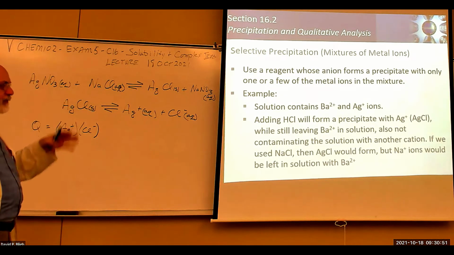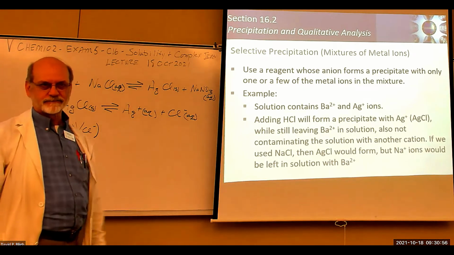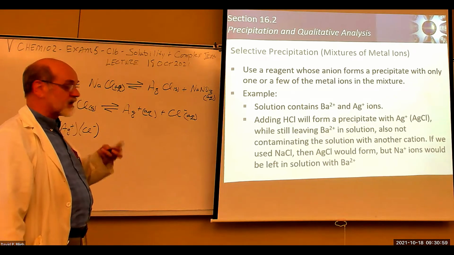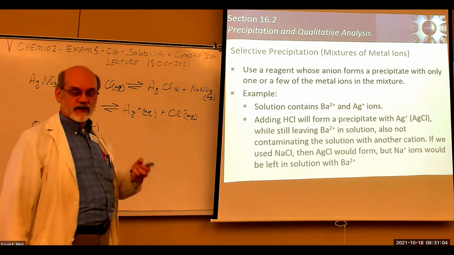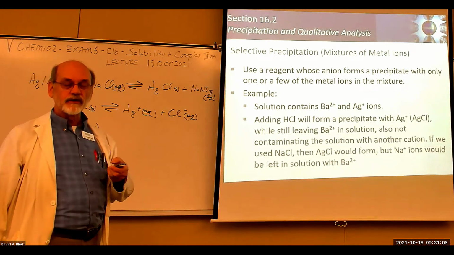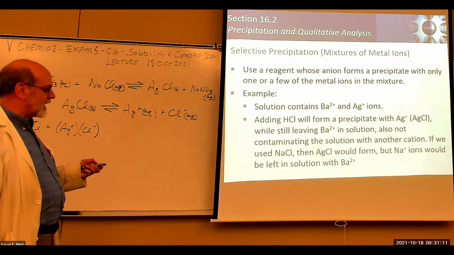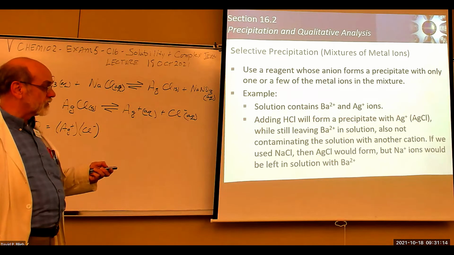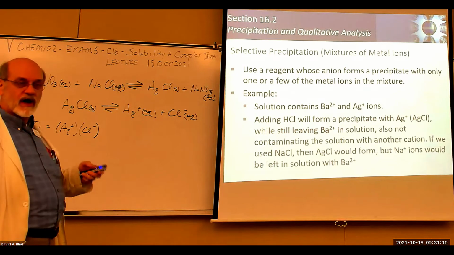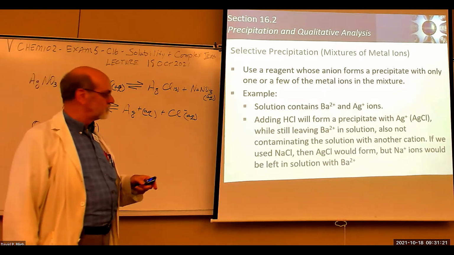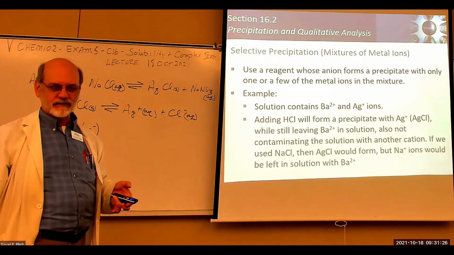Here's a very simple example. We have barium and silver in the same solution. Right? We could just say it's nitrates, right? Barium nitrate, silver nitrate. They're both soluble, right? Remember the rules? All nitrates are soluble, period. Adding hydrochloric acid will form a precipitate of silver chloride. And barium chloride is completely soluble.